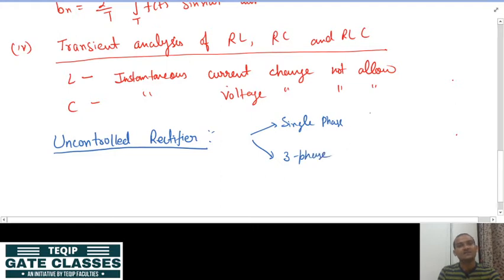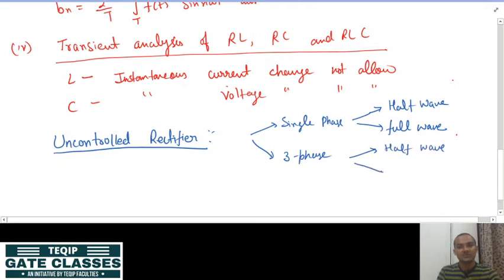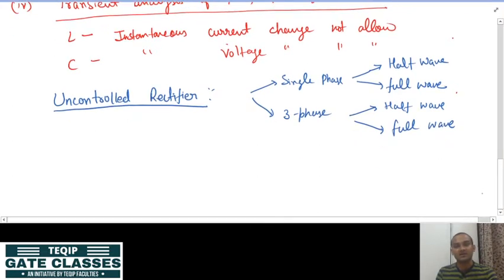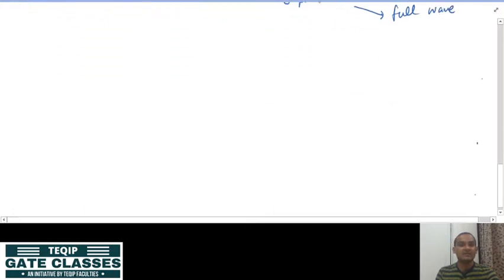And in single phase, again there are categories. First one is half wave, we have to study, then we have to study full wave, and here also we have to study half wave, 3 phase half wave converters, and we have to study full wave. So, now today's topic, let us start with single phase half wave uncontrolled rectifiers.